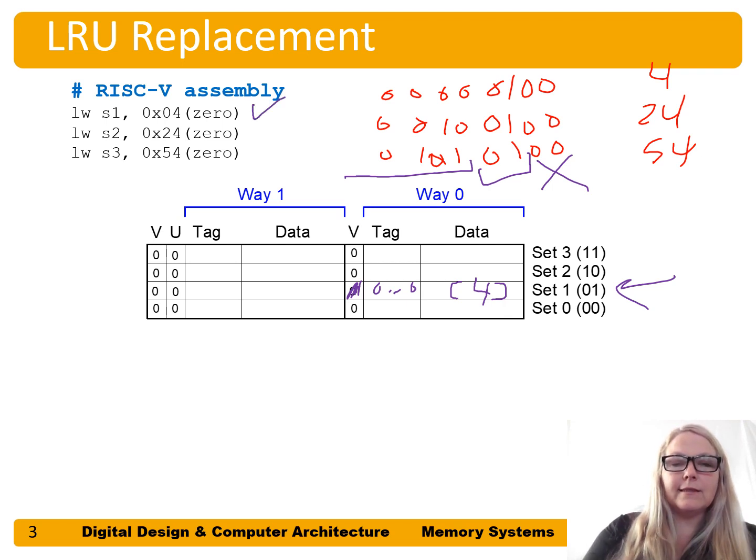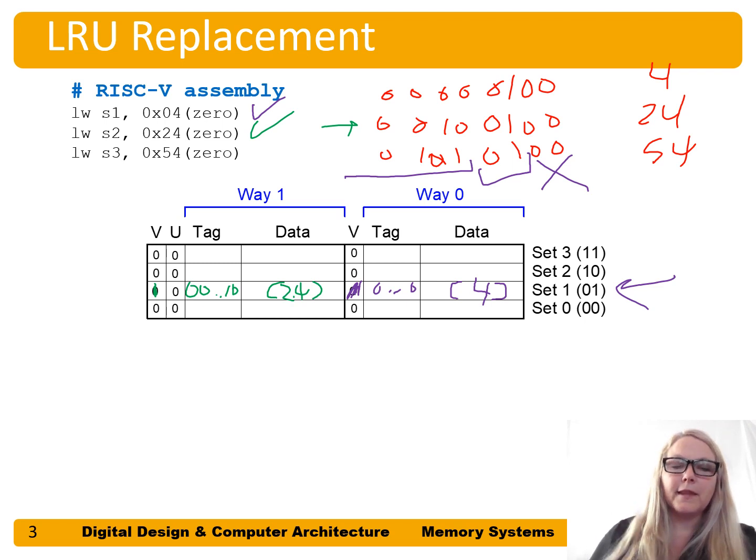The next access is to address hex 24. The valid bit is 1, and we put the data at hex 24 here. Then we make the tag, whatever that tag is, all zeros and a 1 0. The problem happens when we now have to access the third address, which is hex 54.